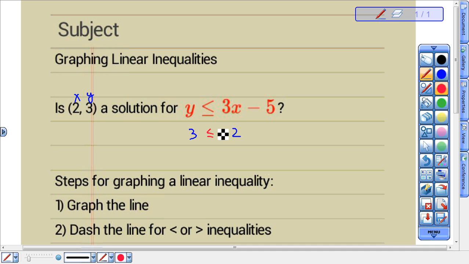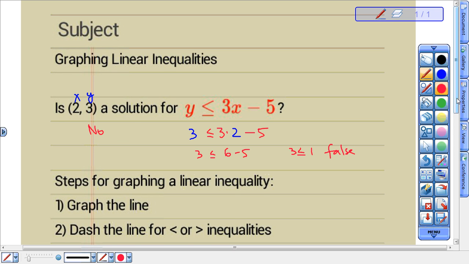So we'll have 3 is less than or equal to 3 times 2 minus 5, which makes it 3 is less than or equal to 6 minus 5. 3 is less than or equal to 1 is false. So the answer to the question is no.